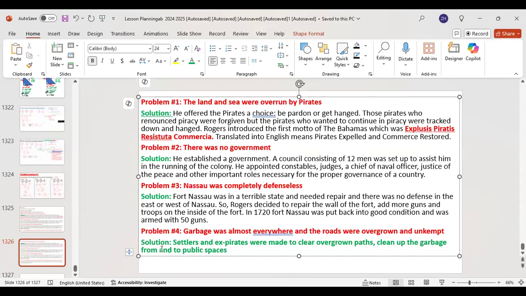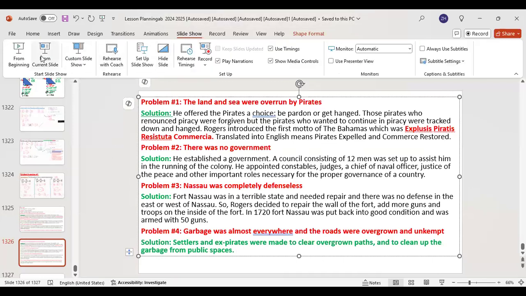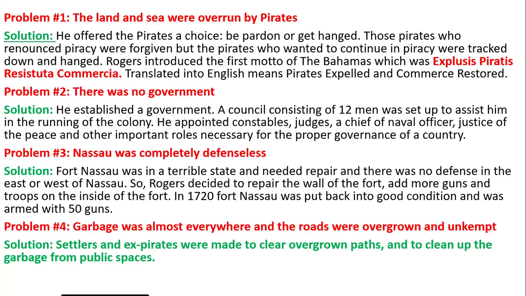Clean up. All right. The sellers and ex-pirates were made to clear overgrown parts and to clean up the garbage from public spaces. All right, so those are some of the problems and solutions that we had with Woodes Rogers.